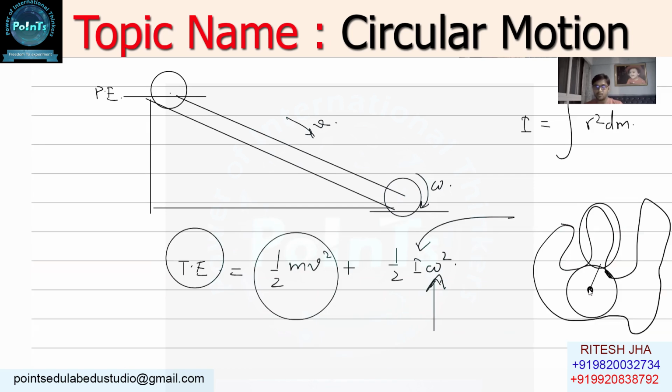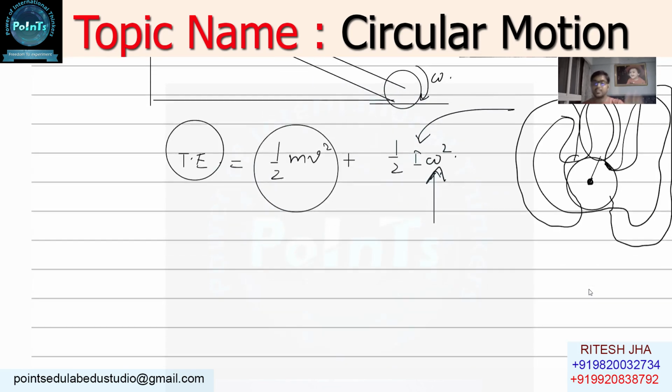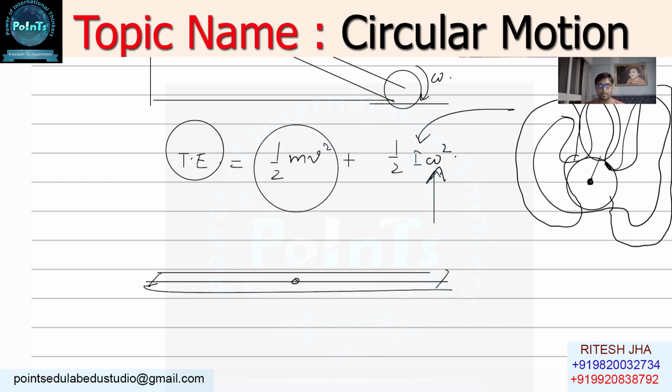Okay, how far is this entire mass from the center? So you take all those fractions, and then you integrate it. The point is, suppose I have this particular rod. You know that about this particular axis the moment of inertia is ml square by 12.